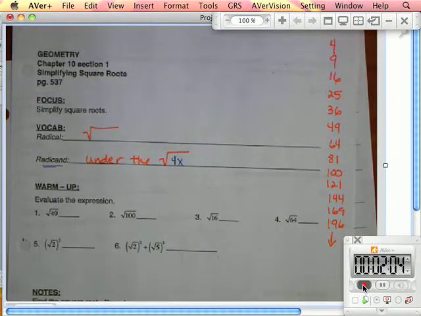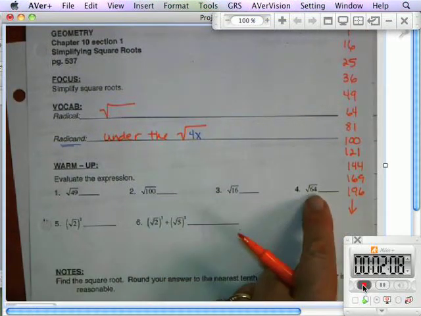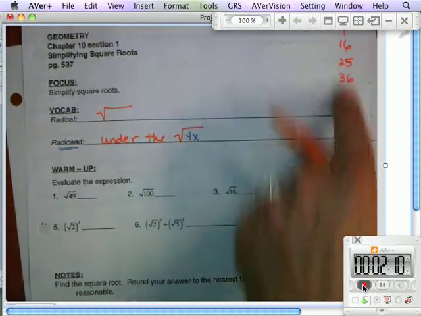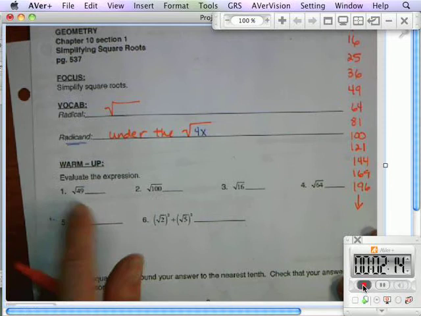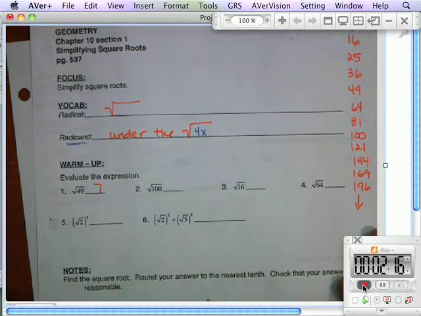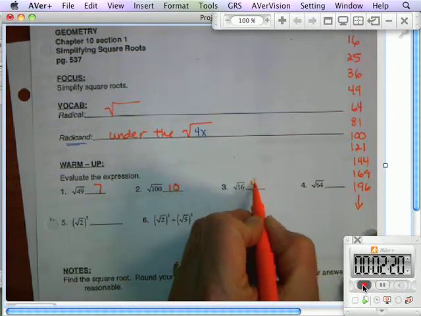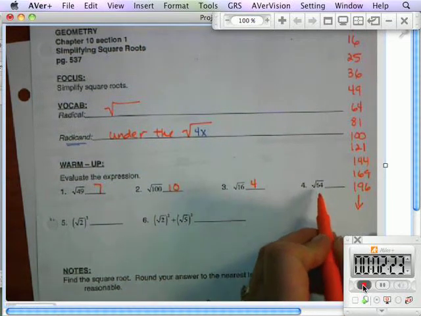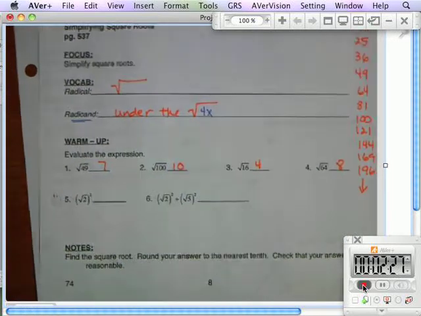All right. What do you notice about all these numbers, all these radicands? They're all perfect squares, so you can just do those in your head. What's the square root of 49? What's the square root of 100? 10. Square root of 64? Vinny is hung up on the number 12 today.